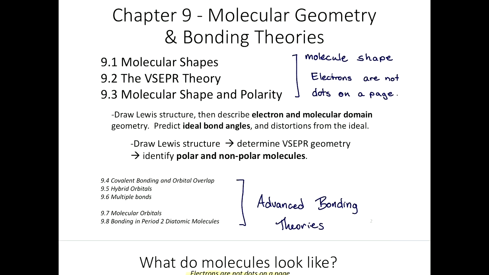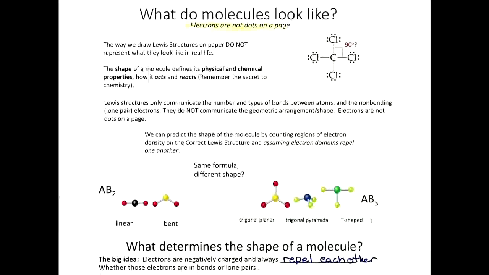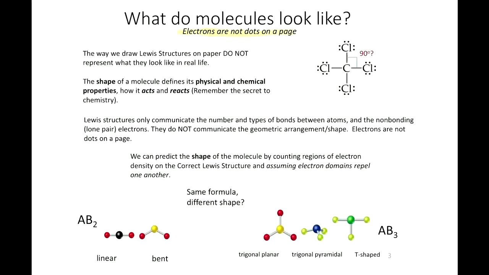In Chapter 8, we talked about the basics of bonding, ionic and covalent bonding. In this chapter, the second half, we will talk about advanced theories of bonding. So we will be learning something advanced, all right? Okay, so what do molecules look like? The big idea is electrons are not dots on a page.